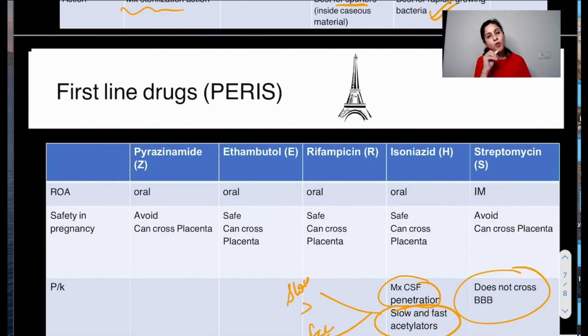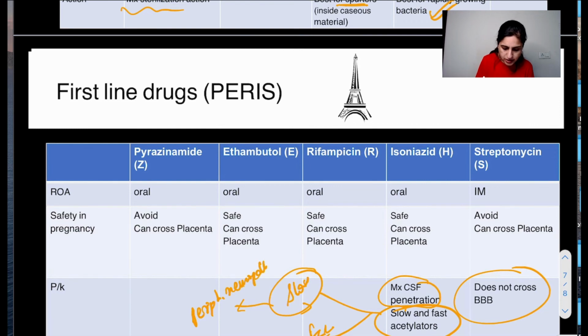और इसमें हमें important चीज़ क्या याद रखनी है, जो कि slow acetylators होते हैं, they may have more tendency to develop peripheral neuropathy. So these are the important points you should know about the first line drugs.